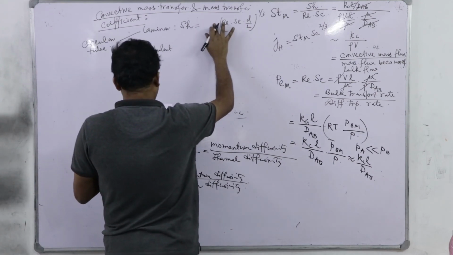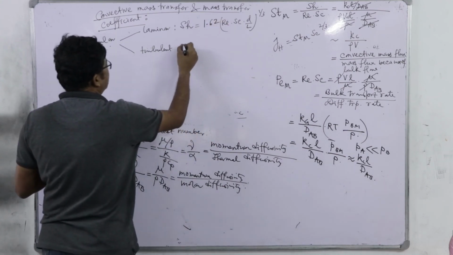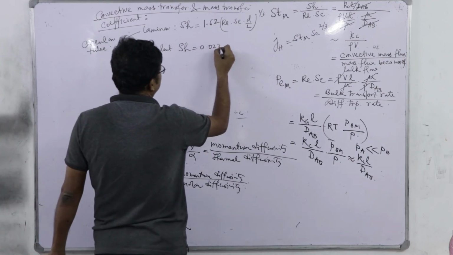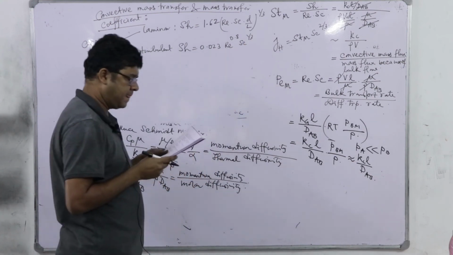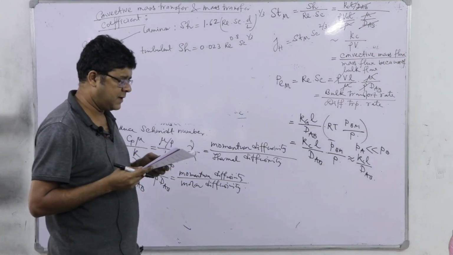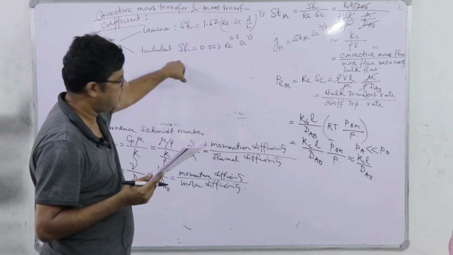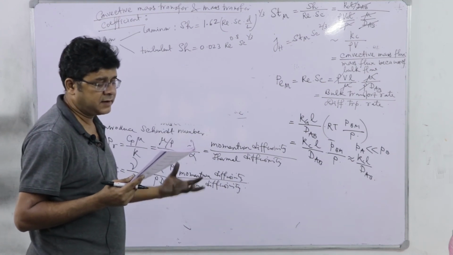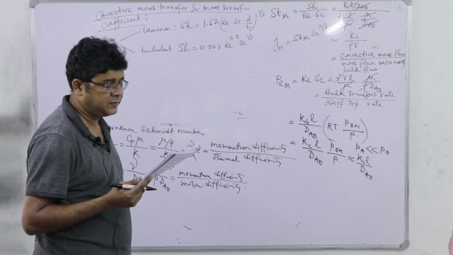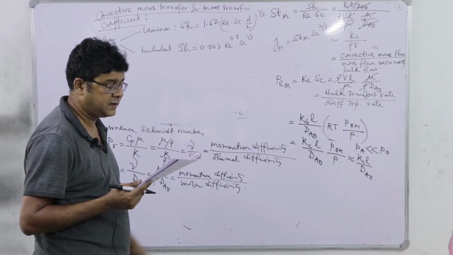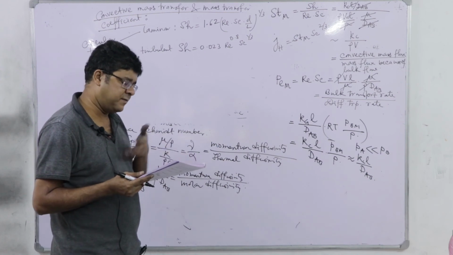Turbulent, that Sherwood number is equal to 0.023 into Reynolds number to the power 0.8, Schmidt number to the power 1/3, right. And it has got a validity range, like this is applicable for Reynolds number less than 2100, the second one is greater than 4000 and less than 60,000, or with Schmidt number less than 3000 and greater than 0.6. Similarly, for boundary layer we can also express the same relation.